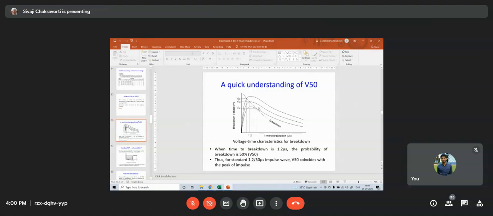Now you can ask me how I identify 50%. In our laboratory, we apply 10 impulses of a given magnitude for that sphere gap of 1.4 centimeter, diameter 25 centimeter. And we find out whether there are 5 breakdowns and 5 no breakdowns.